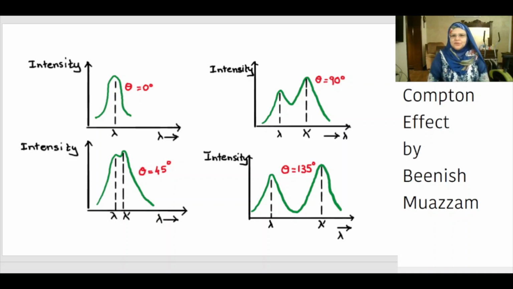The other peak is located at some other wavelength lambda prime. The two peaks are separated by delta lambda, which depends on the angle theta of the outgoing beam. This separation, delta lambda, is called Compton shift.